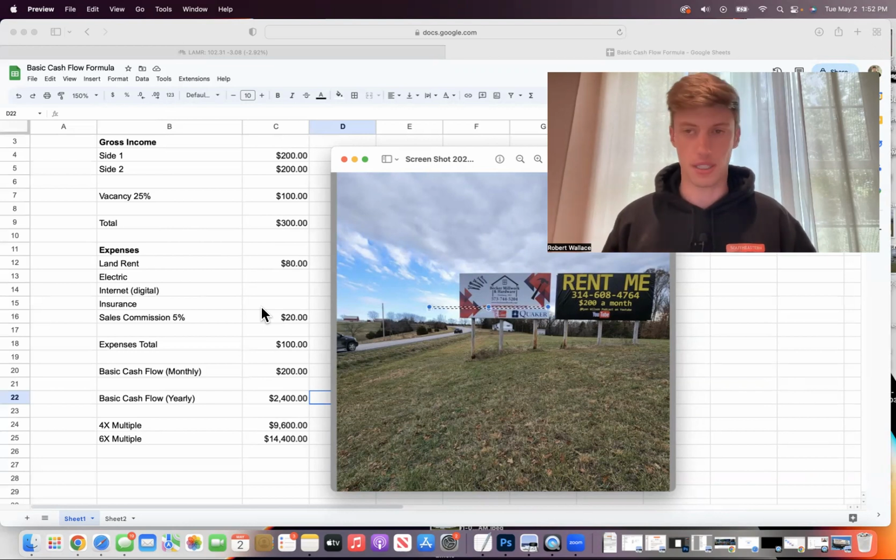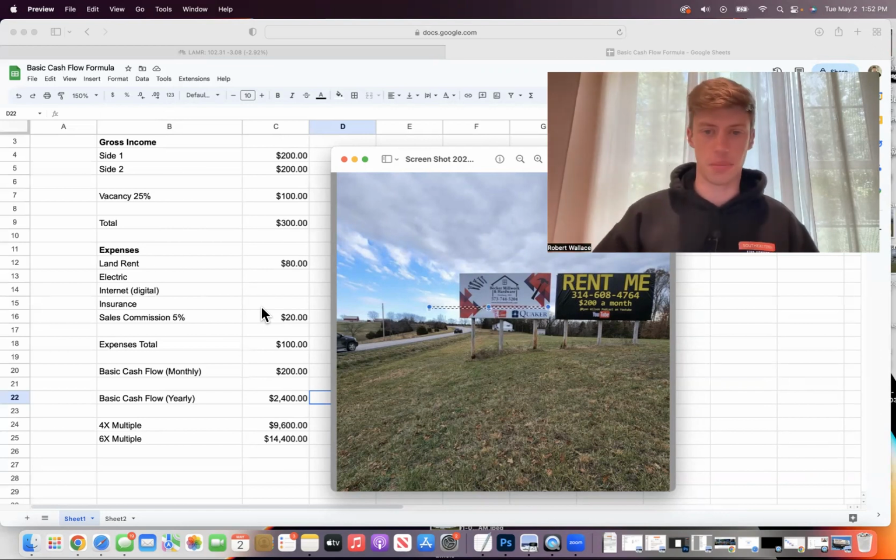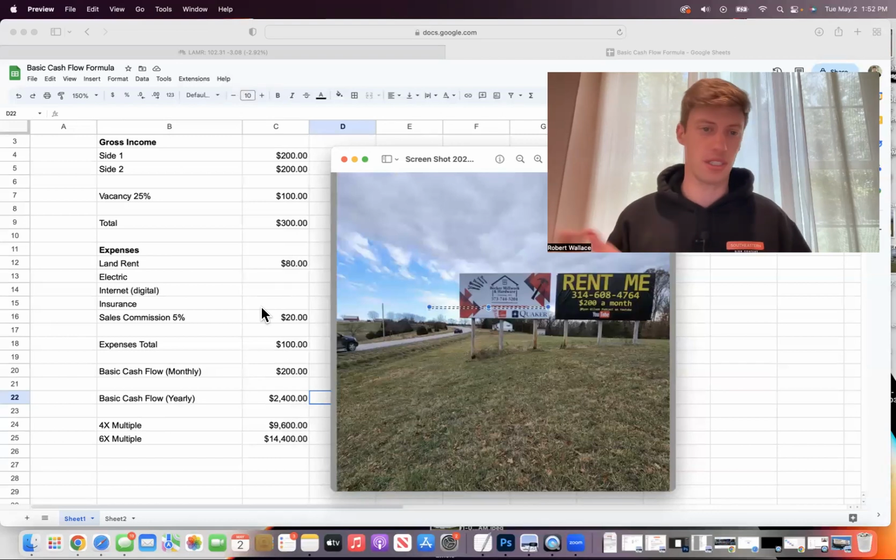So I did put in a sales commission, and the reason why is because if he sells this billboard to a larger company, the person that owns this one probably does not have a salesperson, but the company that's acquiring this billboard probably does have a salesperson. So in the past, it was probably 10% flat rate, 10% sales commission. If you sold something, you got 10%. If you didn't sell anything, then you didn't get anything. Nowadays, it's usually like a base salary plus small commission. So I just put 5% in this one.